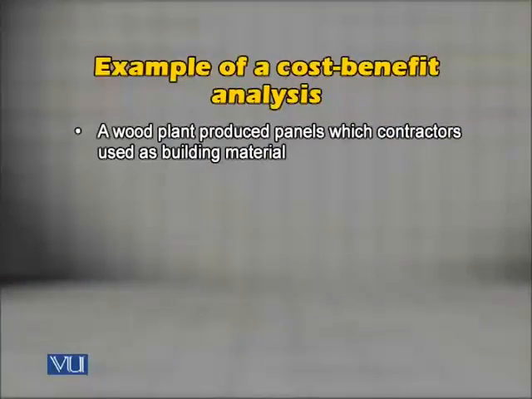It is not always possible to convert everything into a number, but the return on investment calculation should be done only in those scenarios in which the benefits can be justifiably, logically, and reasonably converted into numbers. So we will look at an example of this cost and benefit analysis. This is an example of a wood plant in which wood panels are produced, which contractors use in building material.